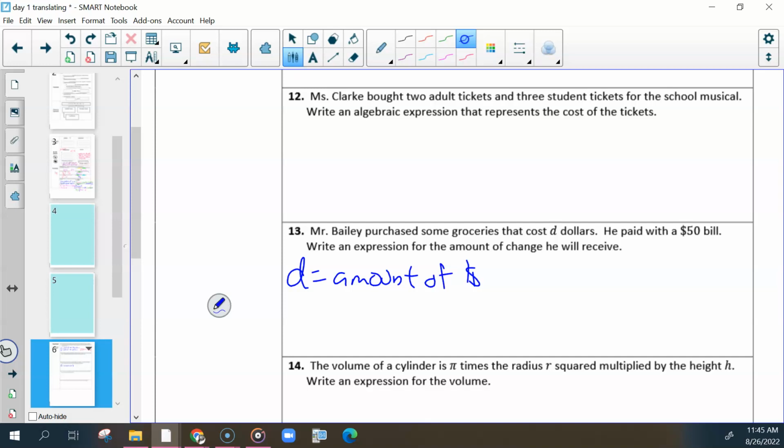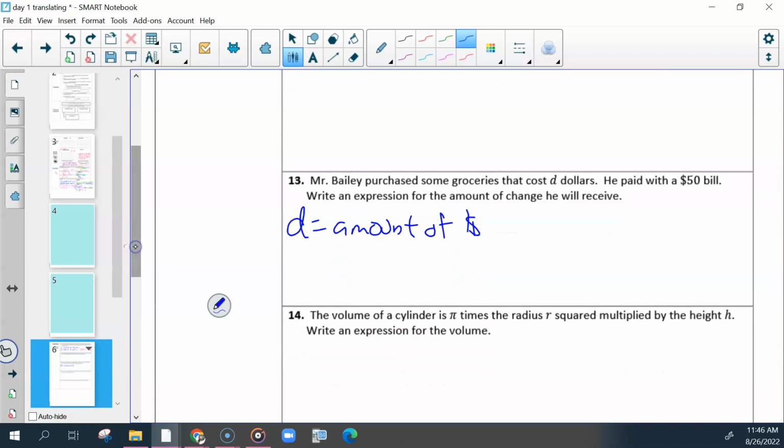What operation do we think is being used here? Just subtraction. Why subtraction? He started with 50, and we're taking away whatever the amount is. So we're going to be subtracting. Anyone want to take a guess as to how we would write this expression? Ima? 50 minus C.